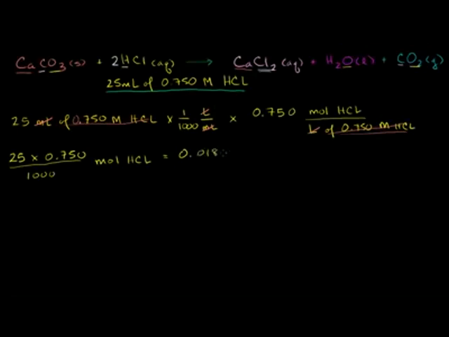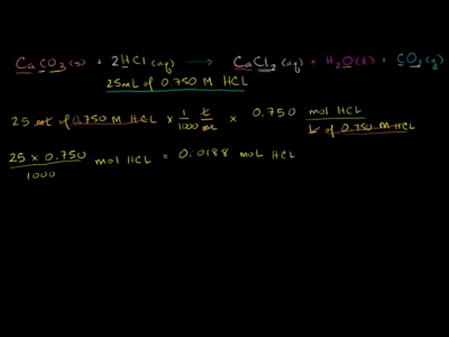So that is equal to 0.018. If I want to stick with significant digits, I really don't have any more than 3 significant digits here, so I really shouldn't have any more than 3 here. So I could say 0.0188, rounding it, moles of hydrochloric acid.